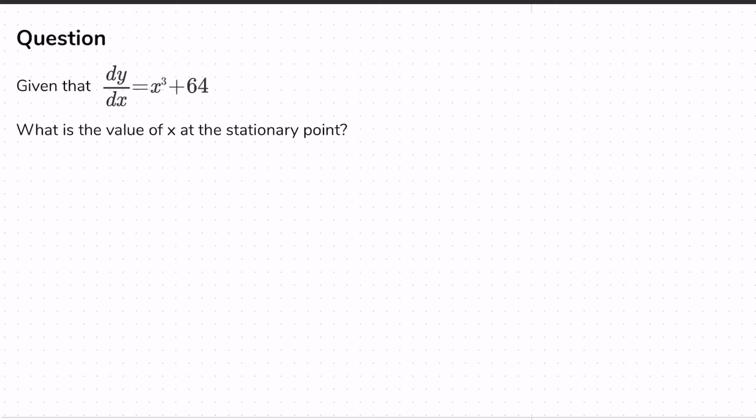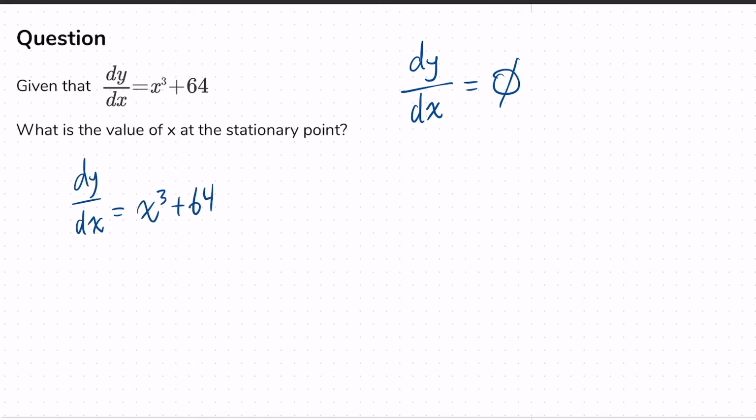Now, a stationary point is any point of a function where the gradient is equal to 0. That is, dy/dx is equal to 0. So this function we have here is already in the form dy/dx equal to this. And I want to find out, at what point does this equal 0?